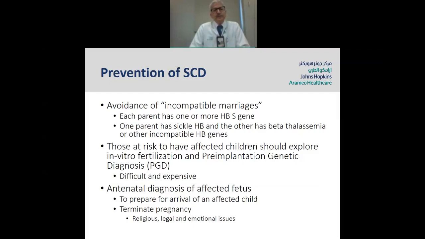Well, there are people who just want to get married in spite of the advice, or because this premarital screening was not available before. So those who are at risk of having affected children should explore in vitro fertilization and pre-implantation genetic diagnosis, or PGD. This is easier said than done, of course, because it's difficult and expensive.